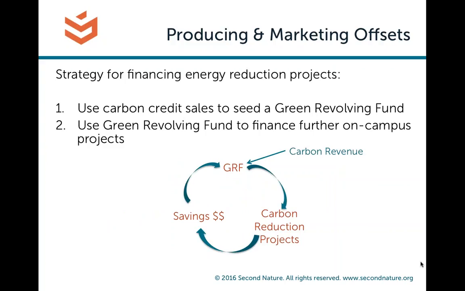And then another strategy is to use carbon credit sales to seed a green revolving fund, which can be used to finance other on-campus projects that lower emissions and reduce costs. Many schools already have green revolving funds, so the revenue from carbon credit sales could be added to an existing fund, or it could be used to start one if you don't already have a GRF.